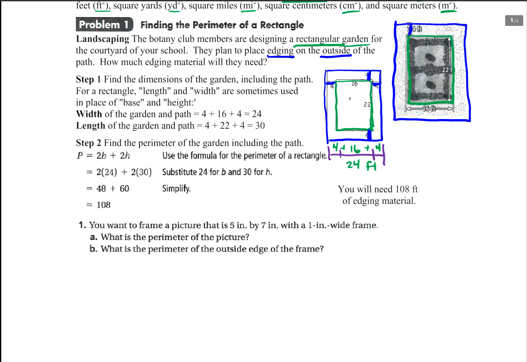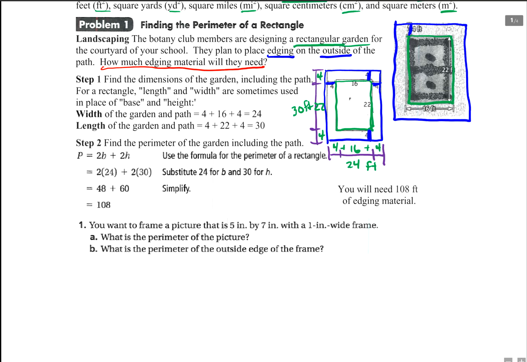wide. And I'm going to do the same with this side. I know that my garden length here is 22 feet, but I have 4 feet of edging on this side of it and 4 feet of edging on this side of it, which is going to make the entire length 30 feet. So let's find out exactly what we're asked to do. How much edging material will you need? That's what they want.